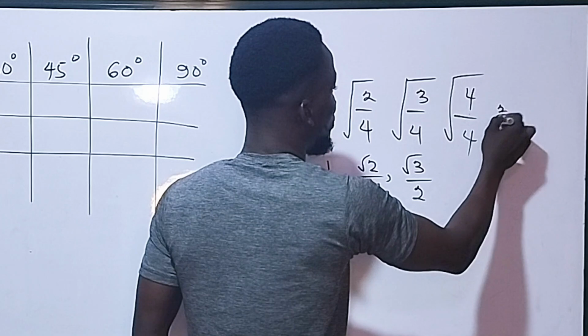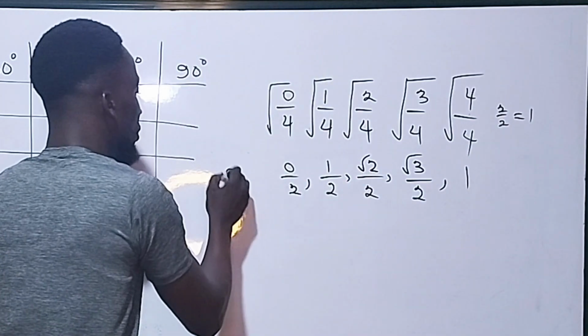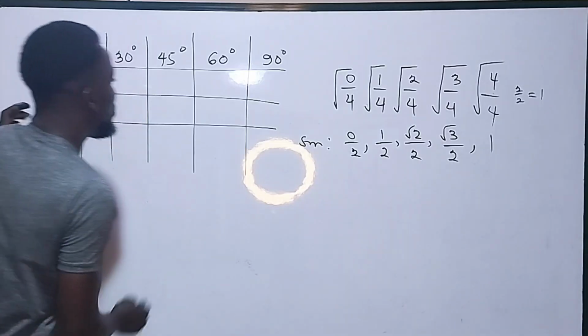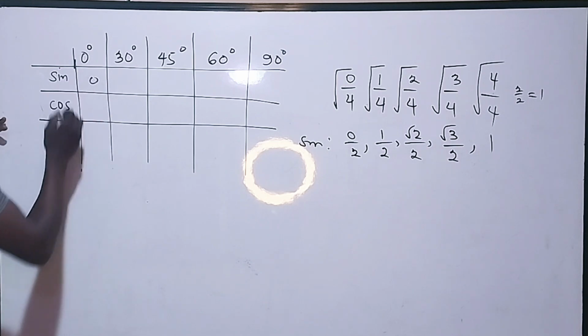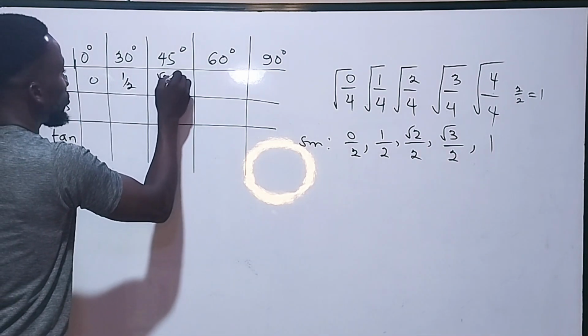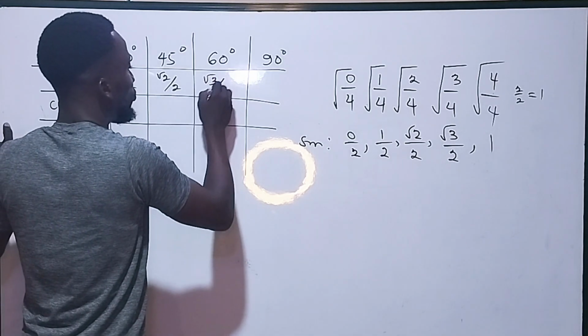So if you have 2 over 2, that gives us 1. So we write 1 here. So these values are for my sine. That is for this guy here. So I'll just put these values here. I'll start from 0 over 2, which is the same thing as 0. So I'll just write 0. I'll write 1 over 2. I'll write root 2 over 2. I'll write root 3 over 2.